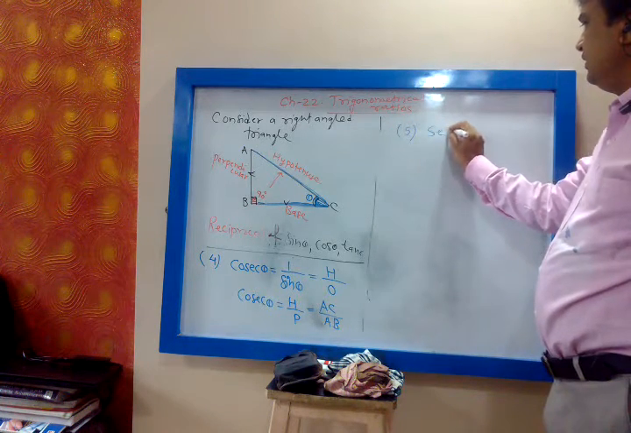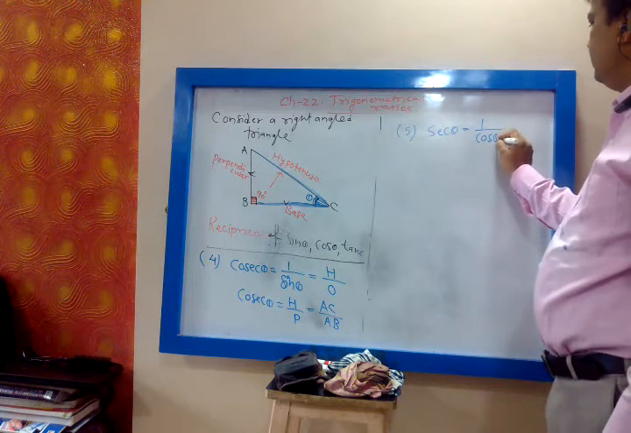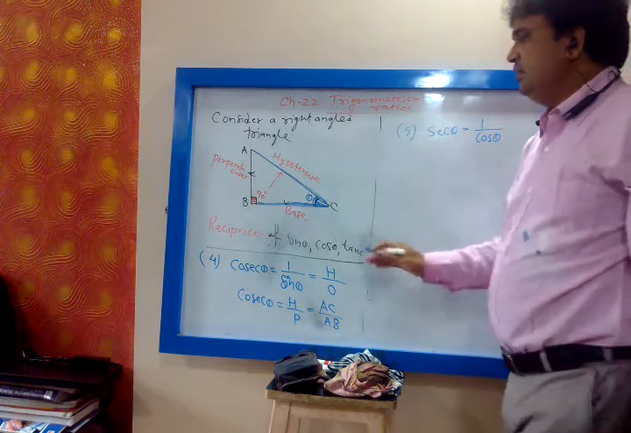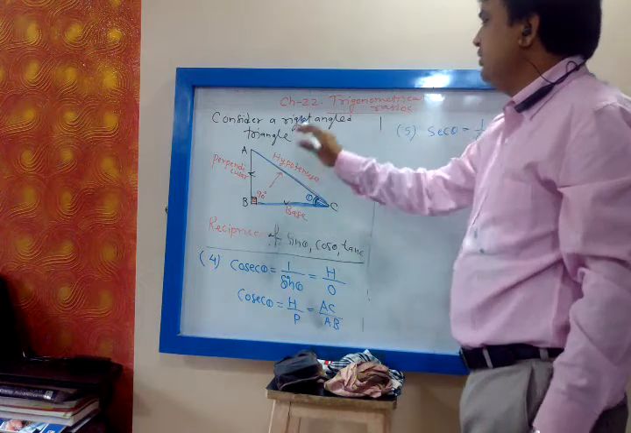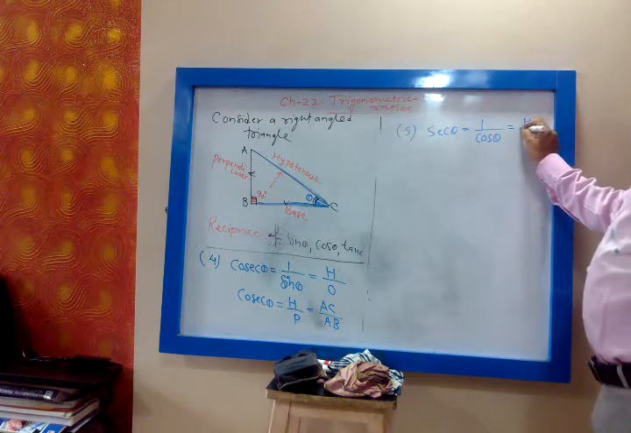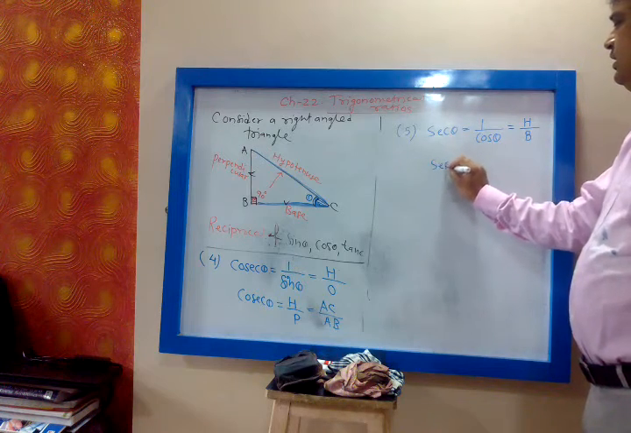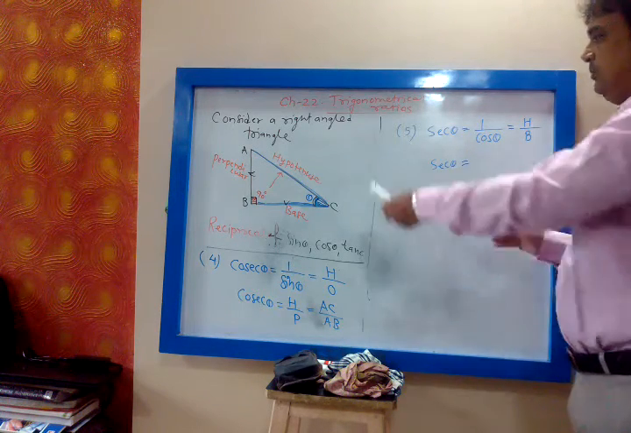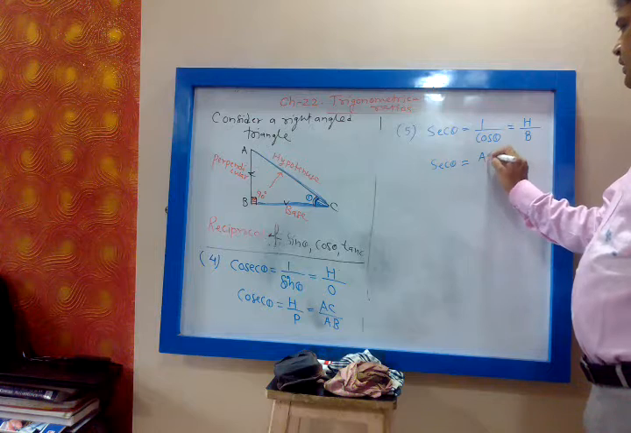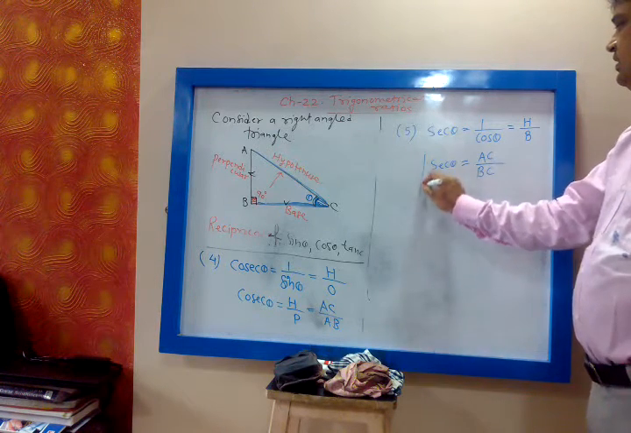Sec theta is 1 upon cos theta. And what is cos theta? Cos theta is adjacent upon hypotenuse. So the reciprocal of that will be hypotenuse upon base or adjacent. So sec theta is hypotenuse AC upon base BC, AC upon BC is sec theta.